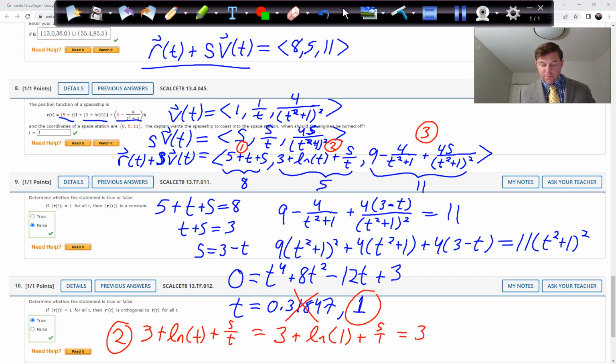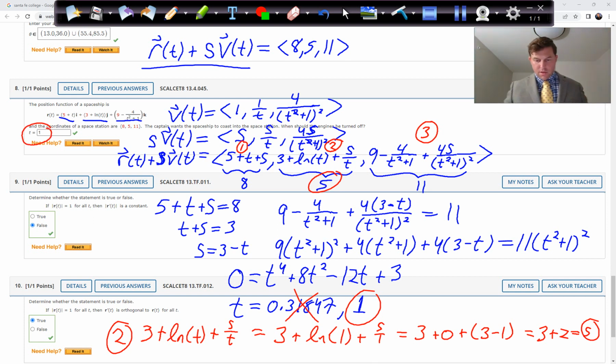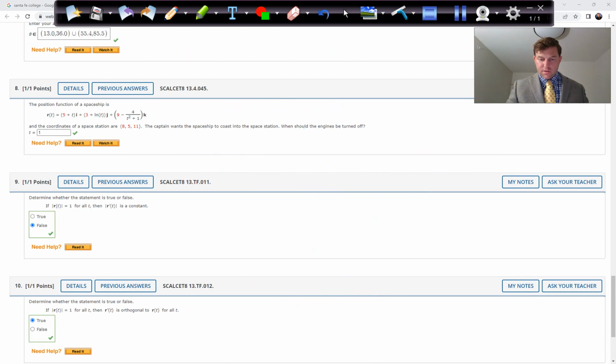So this equals 3. Natural log of 1, you can confirm in your calculator, is 0. So 3 plus 0 plus s over 1 is just s, but s is 3 minus t, and t is 1. So we get 3 plus 2, which is 5, which is the same as what we wanted it to be. Okay, so that proves that t equals 1 has to be the solution, and there you go. And we'll get to the space station.